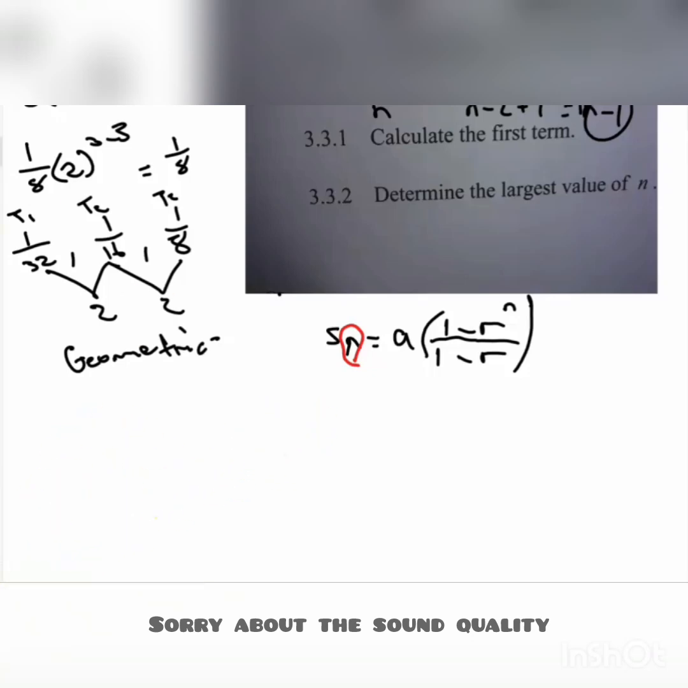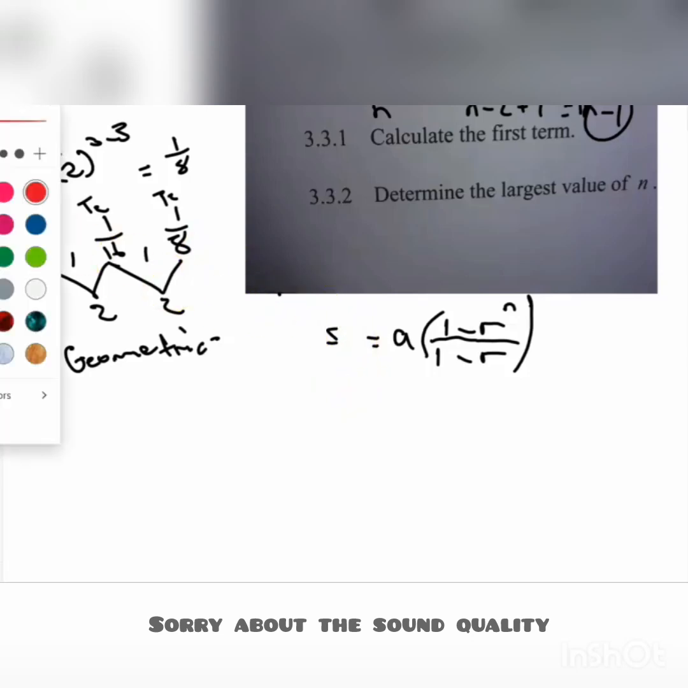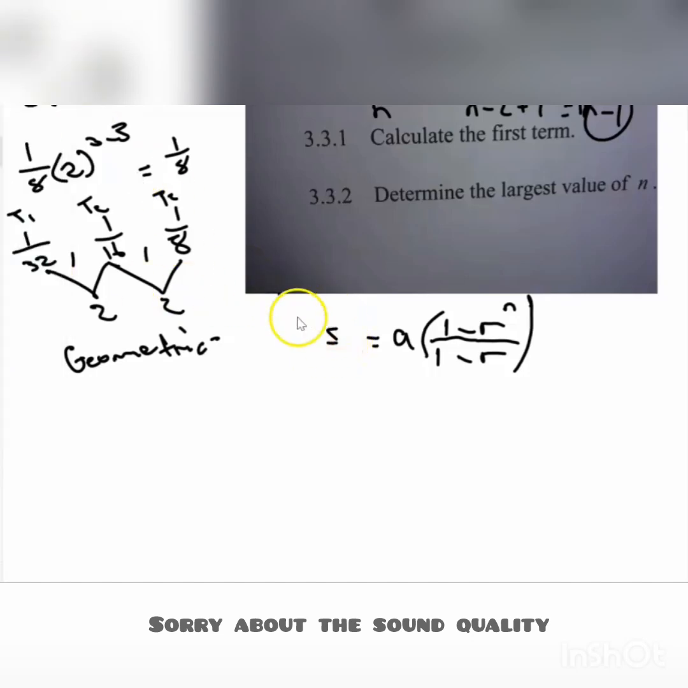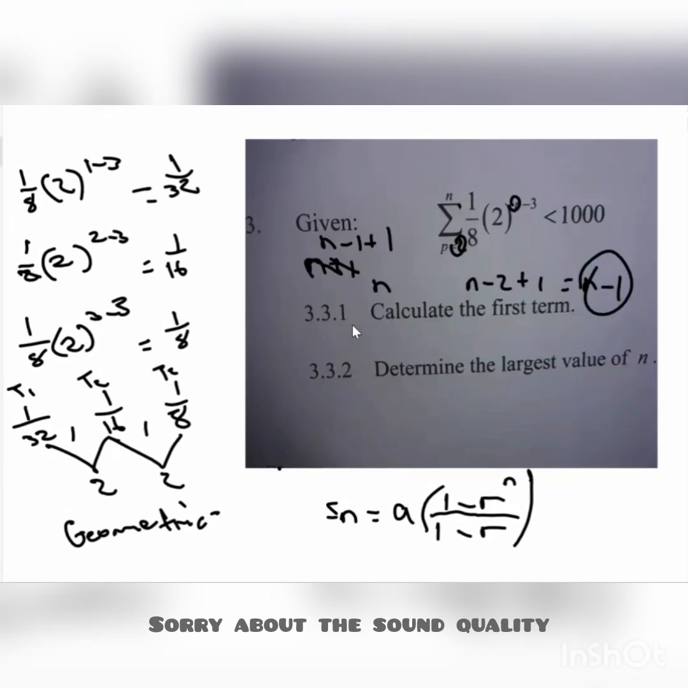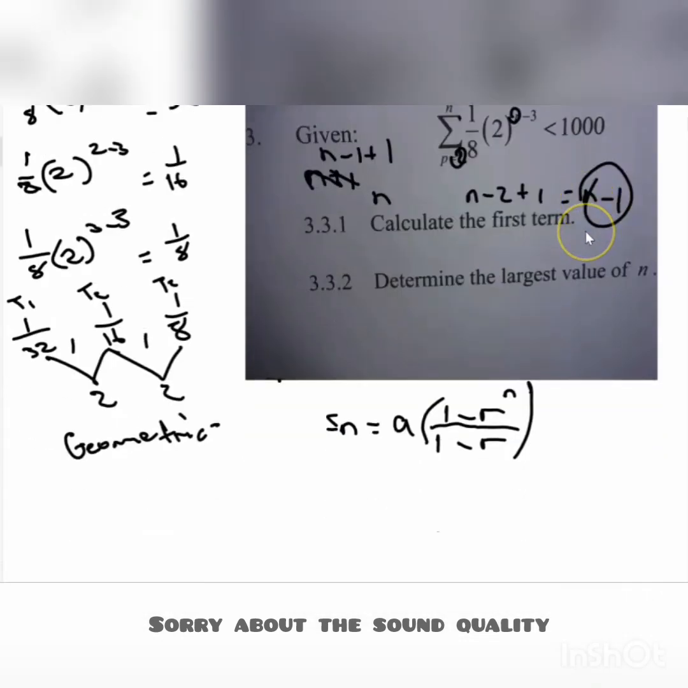Now remember, in this case we're calculating the n, so since we're calculating n, we know that Sn should not pass 1000. So we're going to solve for n. Since we're solving for n, all these things should be under 1000, right? So it's going to be 1000 equals a, our first term, which is 1 over 32.